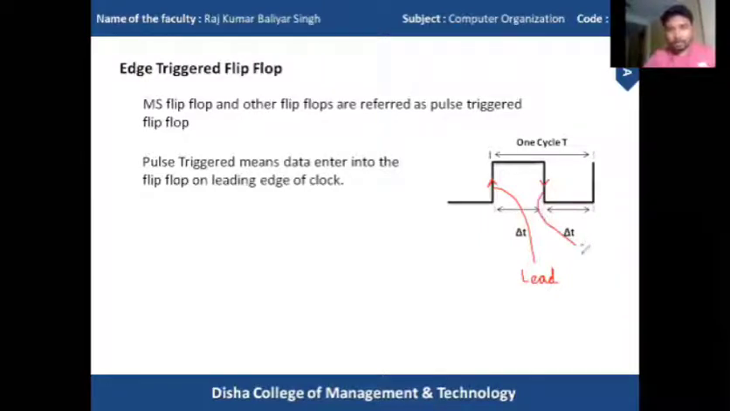Pulse trigger means the flip-flop is ready to receive the data at its input side when the clock is in the leading state, or the clock is moving from 0 to 1. Initially it was 0, then when it becomes 1, that is called the leading edge. It will maintain that for some time, called delta t time. Again it goes back from 1 to 0, and this keeps changing continuously, because the clock is a single input whose value keeps changing between 0 and 1.